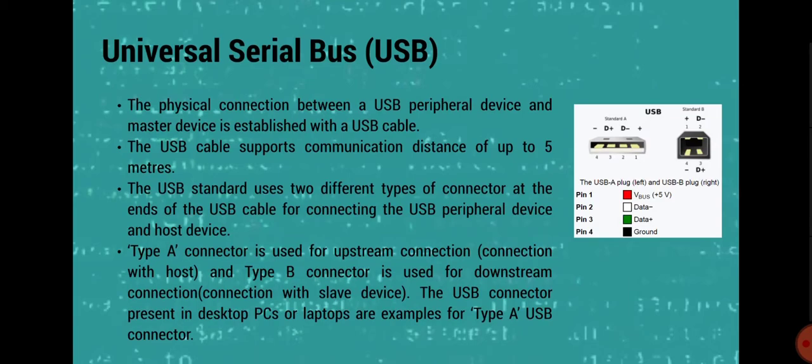Universal Serial Bus. The physical connection between a USB peripheral device and a master device is established with a USB cable. The USB cable supports communication distance up to 5 meters. The USB standard uses two different types of connectors at the end of the USB cable for connecting the USB peripheral device and a host device. Type A connector is used for upstream connections, connection with host, and Type B connector is used for downstream connections. The USB connector present in desktop PCs or laptops, for example, is the Type A USB connector.